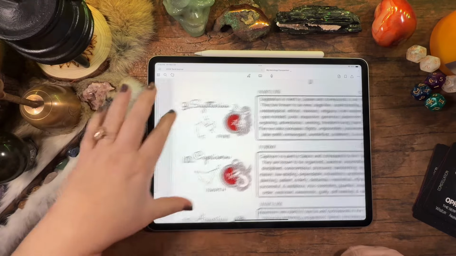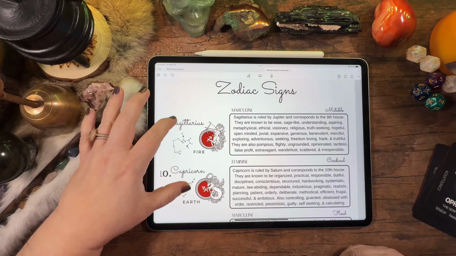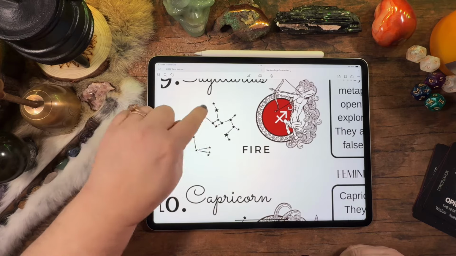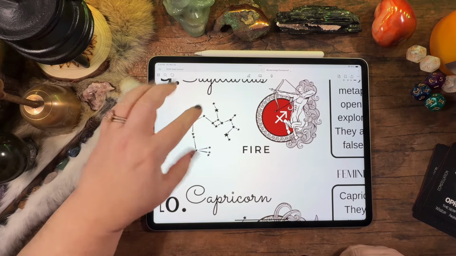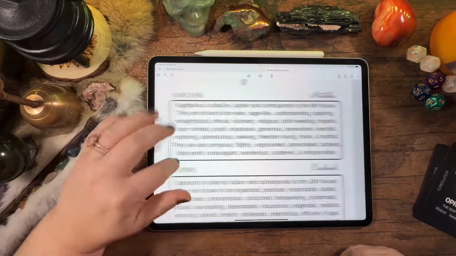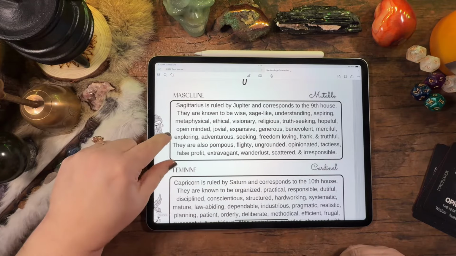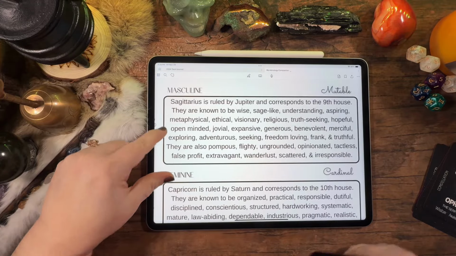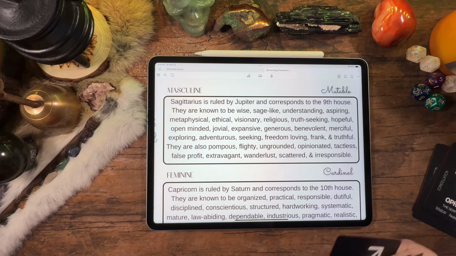So let's talk about Sagittarius. This is what Sagittarius looks like, the constellation. It's a fire sign, mutable, masculine energy because fire is masculine. Sagittarius is ruled by Jupiter and corresponds to the 9th house.